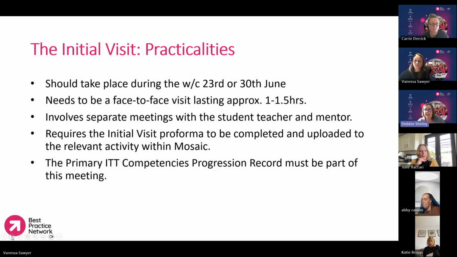There's some practicalities around that. As I say, they happen 23rd or 30th of June, and tend to take around an hour to an hour and a half for that first initial visit, depending on how prepared your student teacher and in-school mentor are. You will have separate times with the student teacher and mentor as part of that so that they can speak freely about some of the aspects that they're finding a challenge or if they need specific resources. As I say, there's that initial visit pro forma and that primary ITT competencies progression record is a core part of the conversation that you'll be having with them.